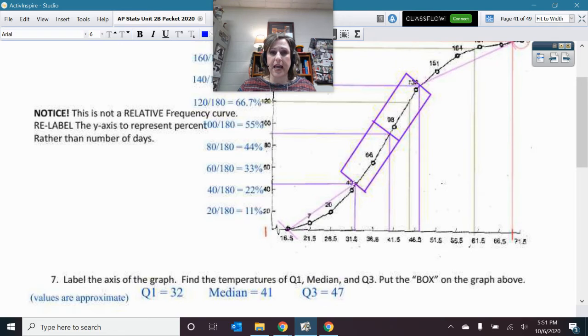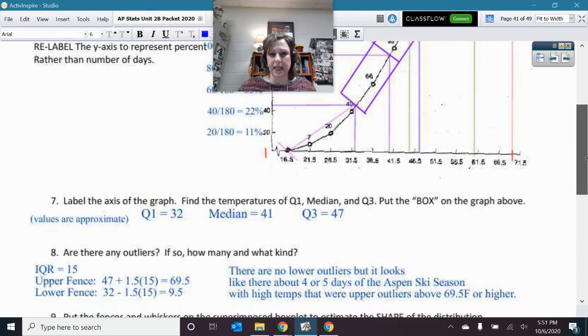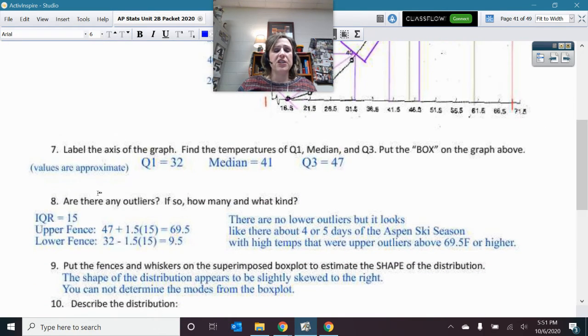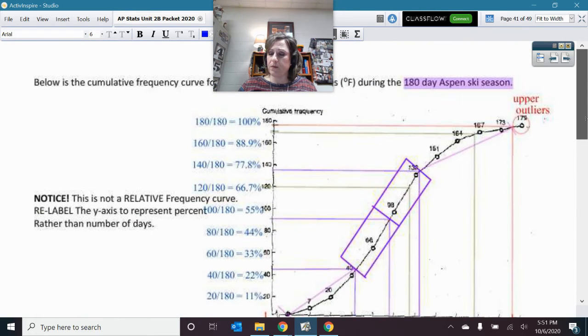I put my Q1 at about 32, my Q3 at about 47 at the 75th percentile, and that median at about 41, 40, 41, wherever you approximated it. Again, these will be close. So I did my fences with an IQR of 15. That puts my upper fence at 69.7. So that is right here.